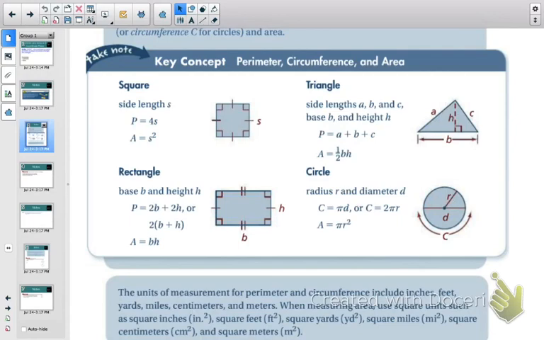Okay, a triangle, to find the perimeter, you just add up all the sides. There's not really a handy formula for that. So a plus b plus c. For area, you do base times height divided by 2, or 1/2 times the base times the height.